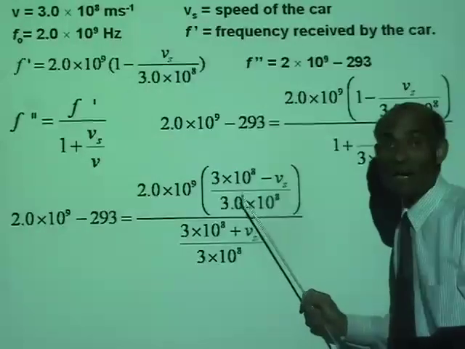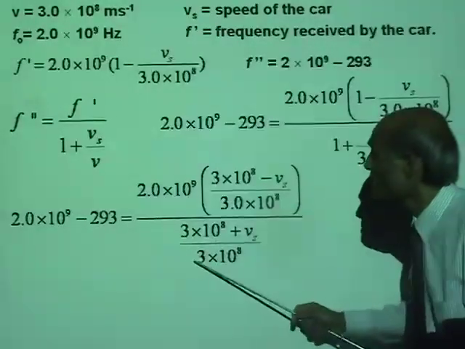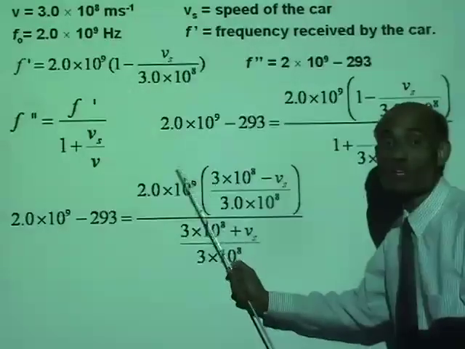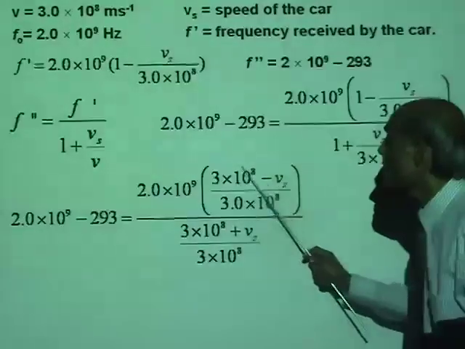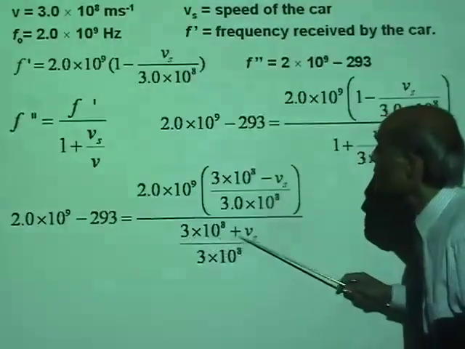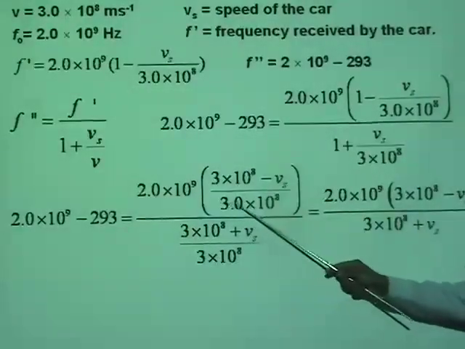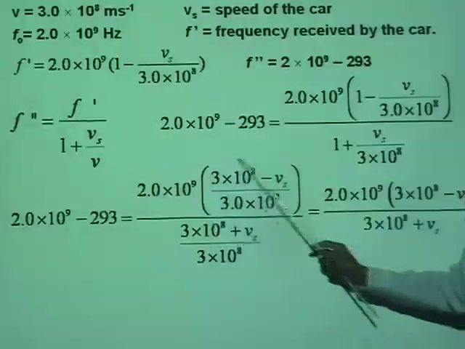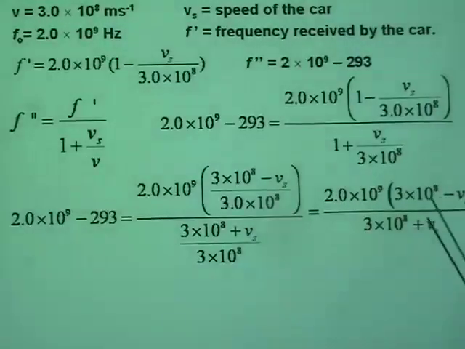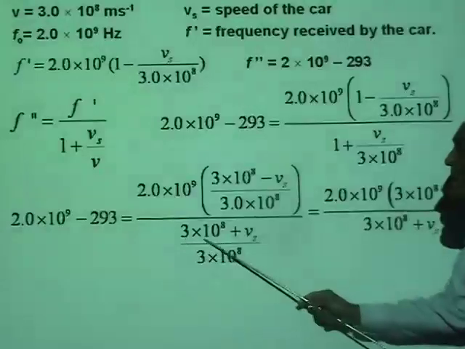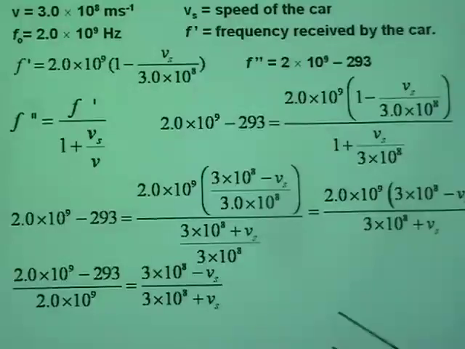And if you notice now, this 3 times 10 to the 8 will cancel with that 3 times 10 to the 8, leaving us on the numerator 2 times 10 to the 9 times 3 times 10 to the 8 minus Vs over this quantity. There you are. These two are cancelled. On the numerator you have 2 times 10 to the 9 times 3 times 10 to the 8 minus Vs. And on the denominator we have this quantity. There we are. Okay, what do we now do?